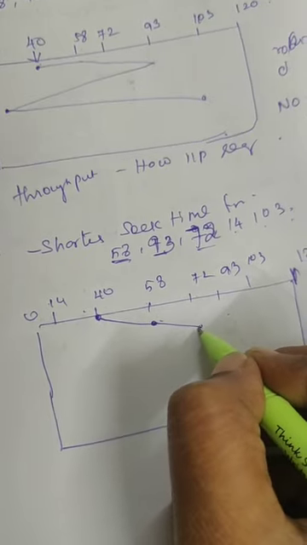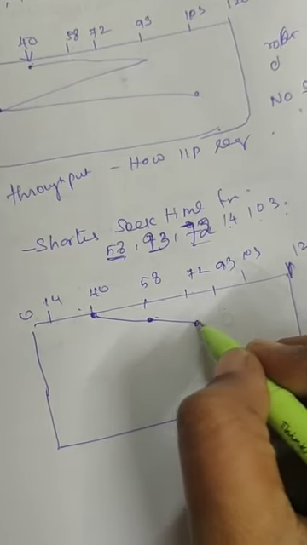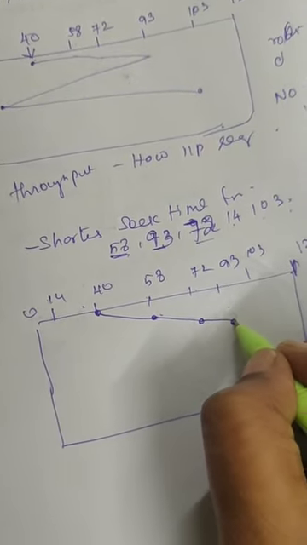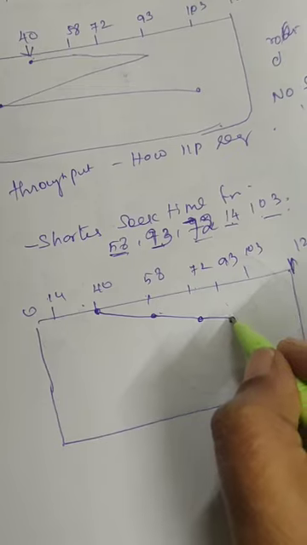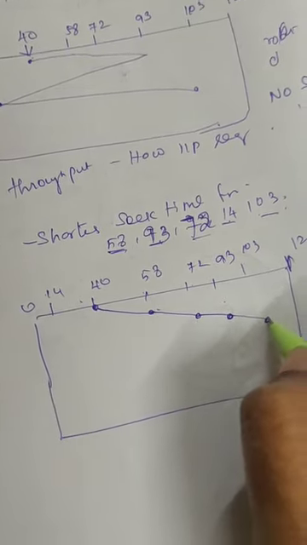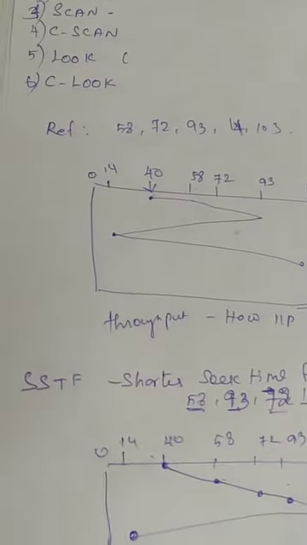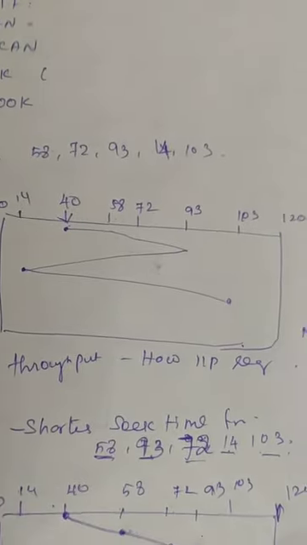So it moves to the 72 request. And next, from here 93 was nearer, so it moves here. From here, 14 or 103, 103 is nearer, so it moves here. And then it comes to this 40. This is how SSTF, shortest seek time first, works.